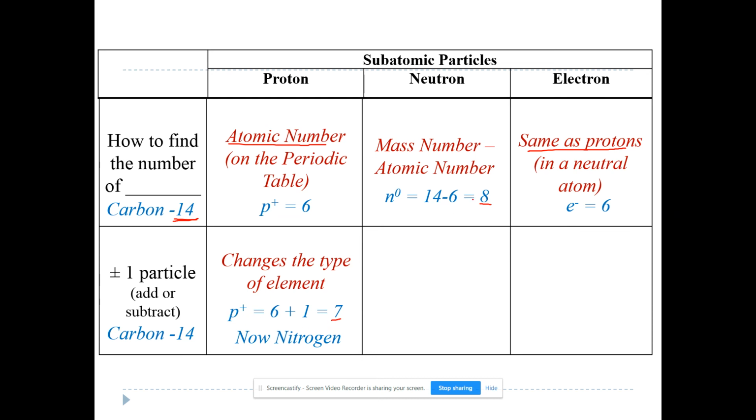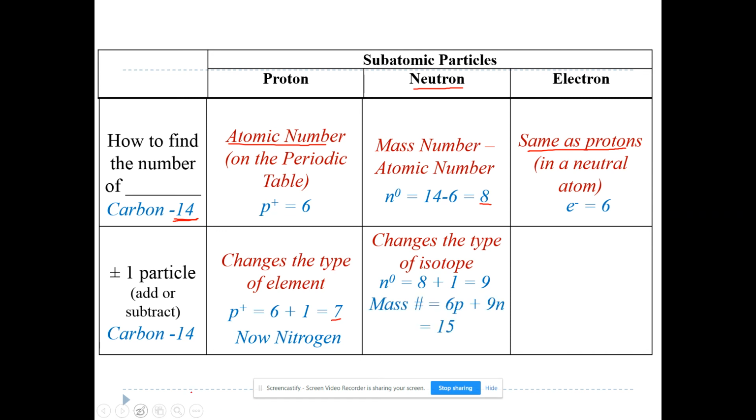It's now no longer carbon, it's now nitrogen. All right, now let's go back to having 6 protons, 8 neutrons, and 6 electrons. And now we're going to add a neutron. So I add a neutron, and that's going to make it have 9 neutrons. Well, that's going to change the mass. It has 6 protons plus now 9 neutrons. Now it's got a mass number of 15.